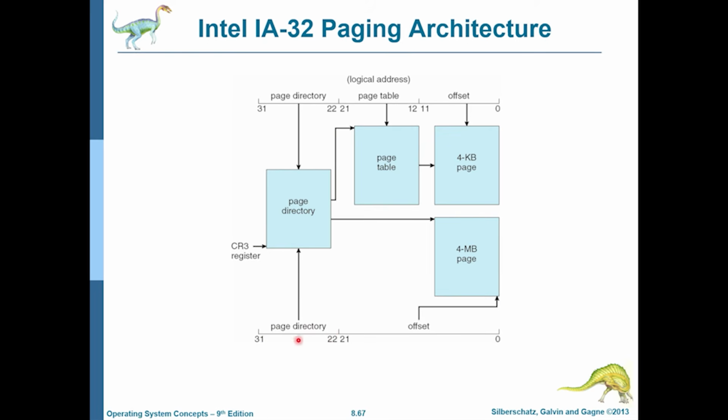So we just need 10 bits for the page number, and the rest of it is just the offset into the 4 megabyte page. So we use these 10 bits to index into the page directory, and whatever page table entry we find over here, that will give us the base address of this 4 megabyte page, and we can use this offset to offset into that page.